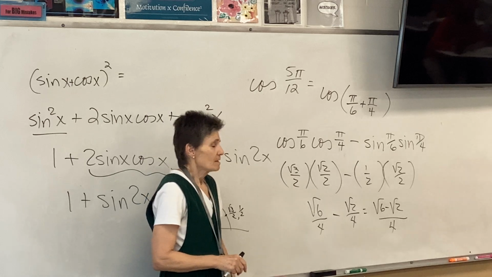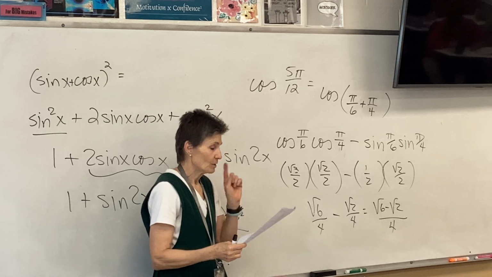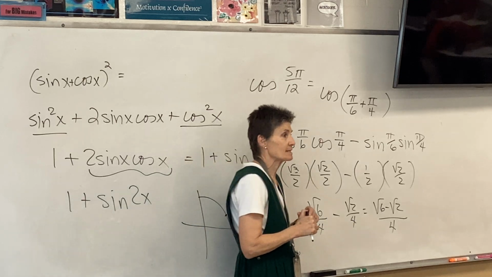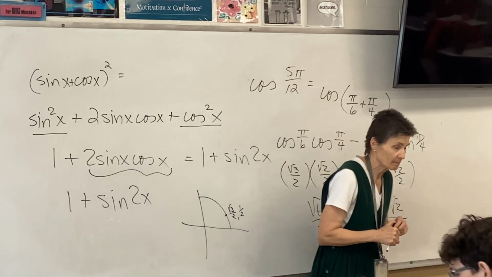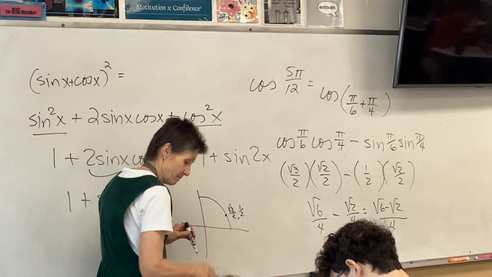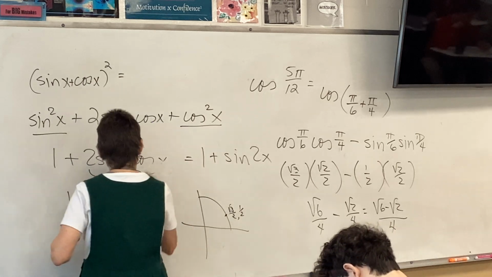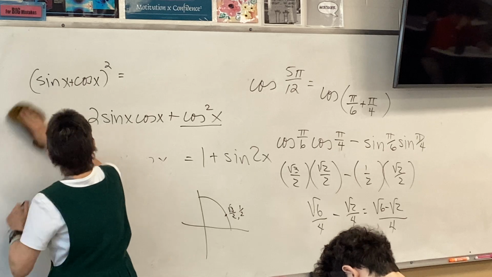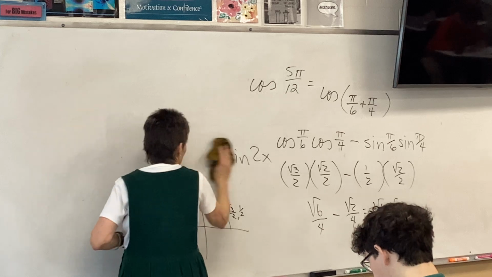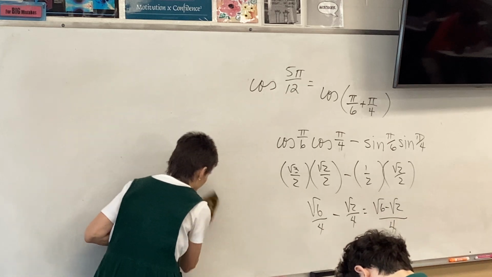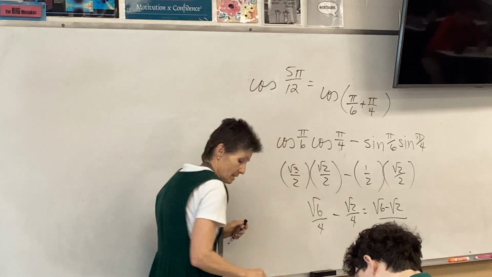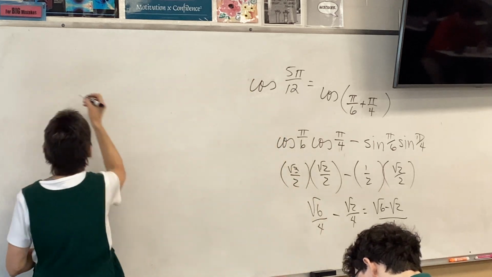All right. Last problem today. You and your partner work on B. It is exactly the same type of thing. You guys work on problem B. Sine 11 pi over 12. You can't do pi over 12s without rewriting them. So you gotta figure out how you're gonna rewrite 11 pi over 12.